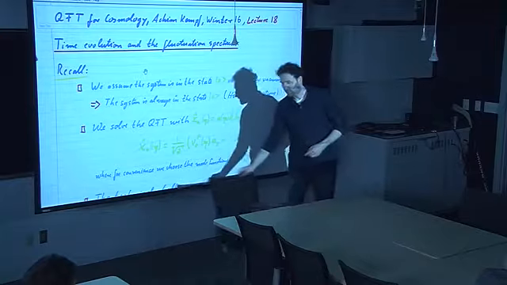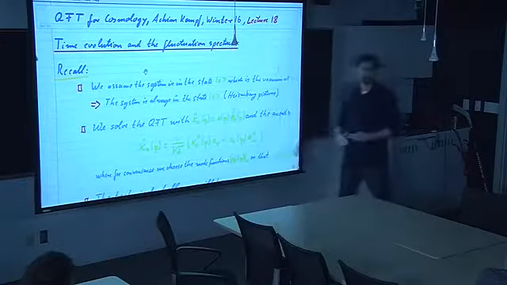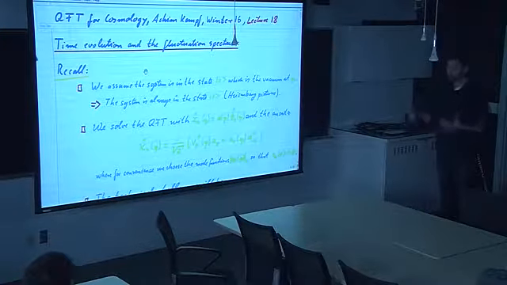But what we did so far was all static. Now, let us look at the dynamics of this. How does the dynamics of space-time affect quantum fluctuations?